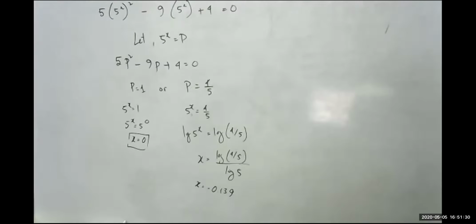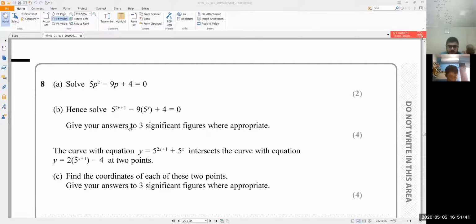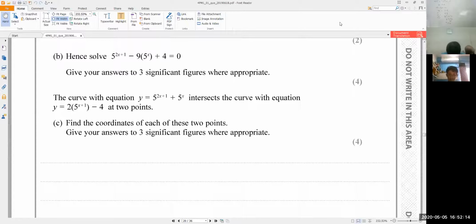They ask you to give your answers to three significant figures. So there should be more than one answer. So let's start with the equation y is equal to 5 to the power 2x plus 1 plus 5 to the power x. It intersects the curve y is equal to 2 times 5 to the power x plus 1 minus 4 at 2 points. Find the coordinates of each of these 2 points.